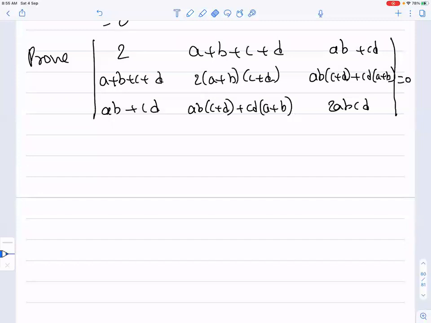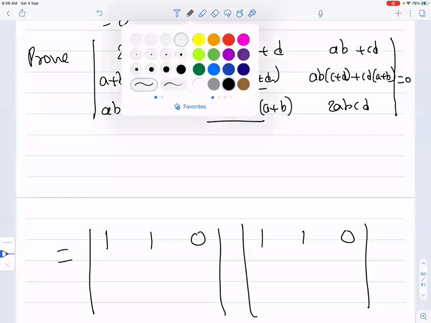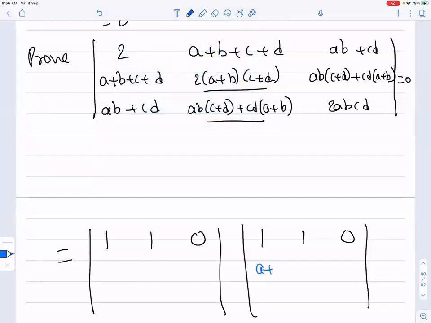So 2, a plus b plus c plus d, ab plus cd, a plus b plus c plus d, 2 times (a plus b)(c plus d), and so on. How do I split it? I'm going to split it like this. 2 को लिखूंगा 1 1 0 1 1 0 and I need a plus b, c plus d. See, this is just an experiment. We don't know whether this will work or not. First row is coming, not a problem: a, b, c, d, 0. I'll keep it like this.